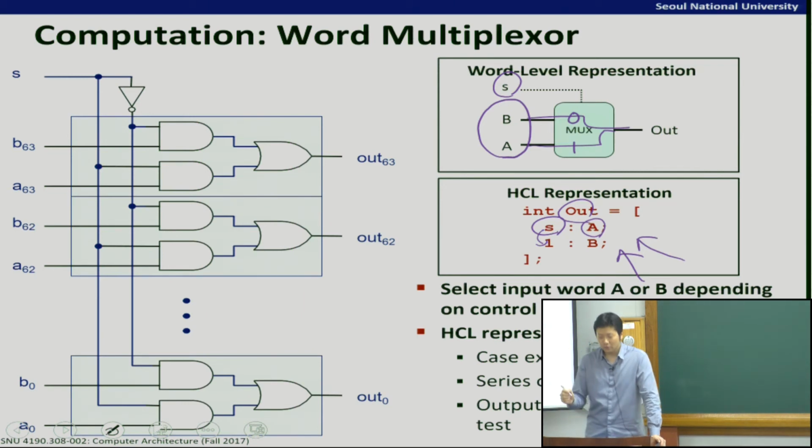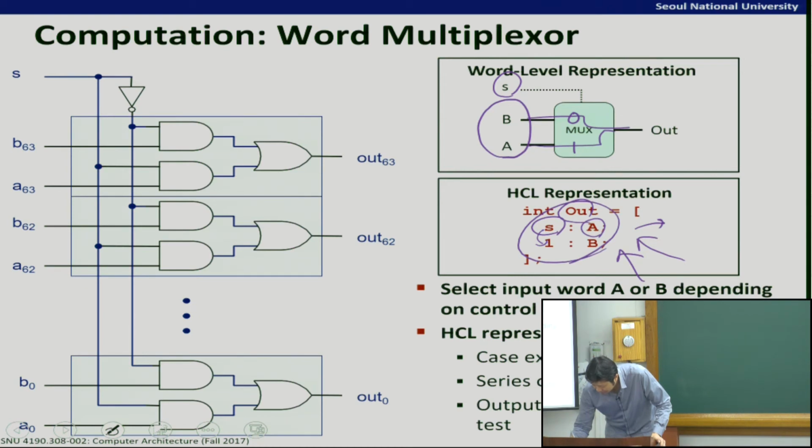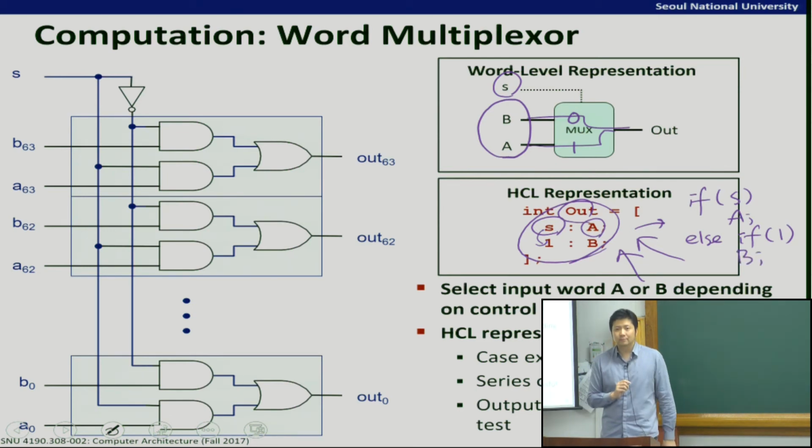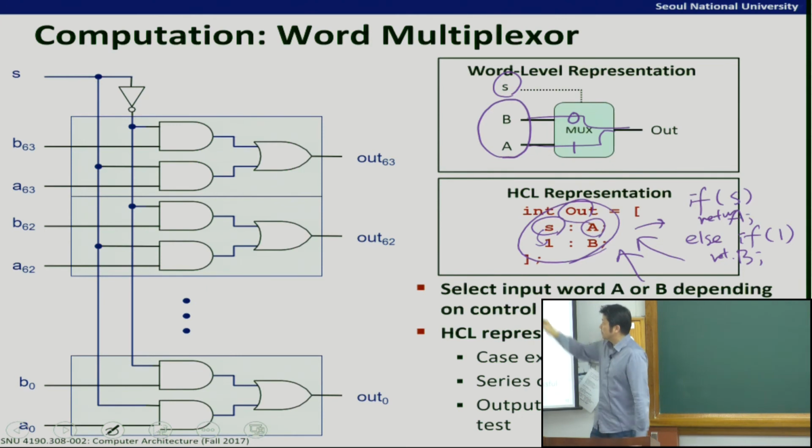So you can translate this part as: if S is true, then the output is A, and else if, then the output is B, and so on. Or you can think of it like a return. Okay? So that's basically what this expression describes, how you can parse this expression.